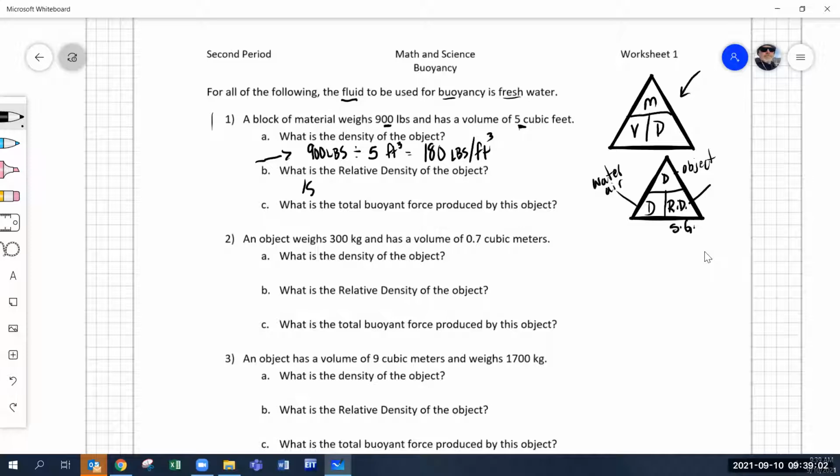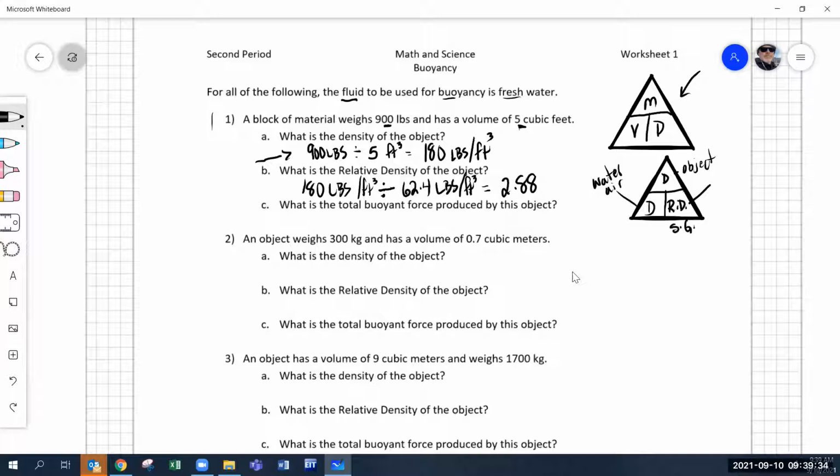So that means I'll take 180 pounds per cubic foot, and I will divide that by 62.4 pounds per cubic foot, and I will get the relative density. As you can see, relative density has no increments of measure. They all cancel out. And that has a relative density of 2.88.